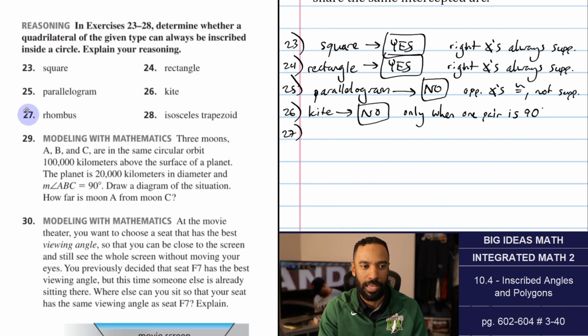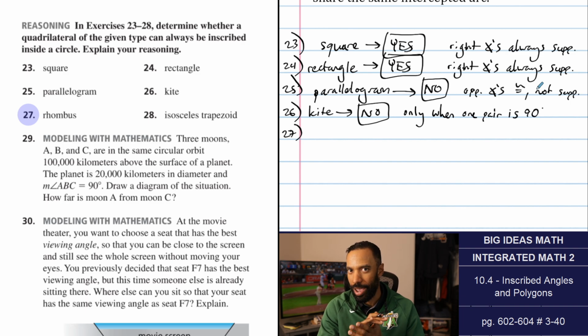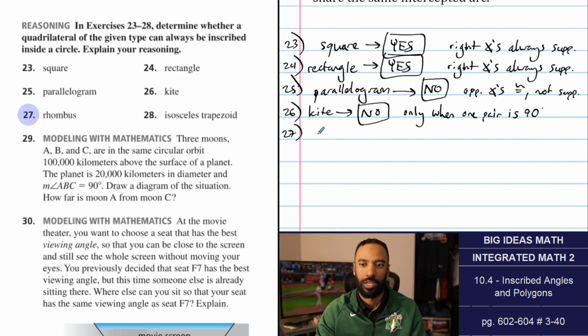27, a rhombus. Rhombus is the same as parallelogram for the answer, but it's the same as only when a rhombus is a square is it allowed. So rhombus is a no.